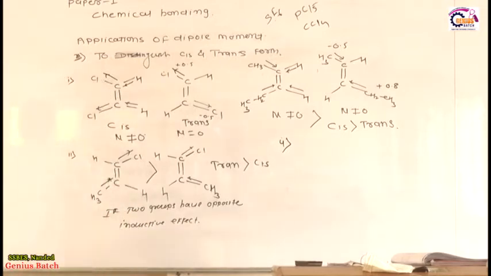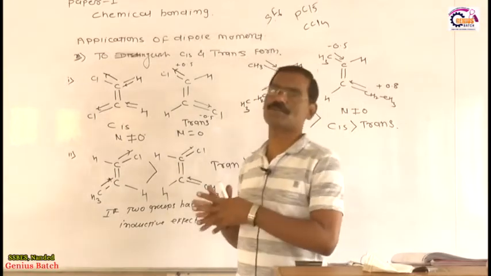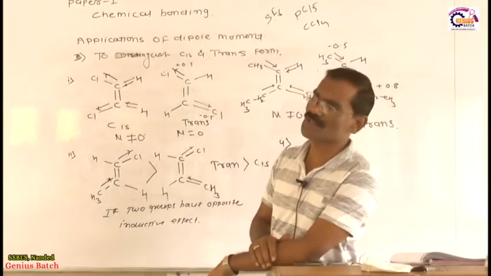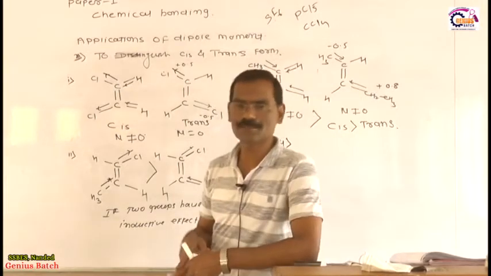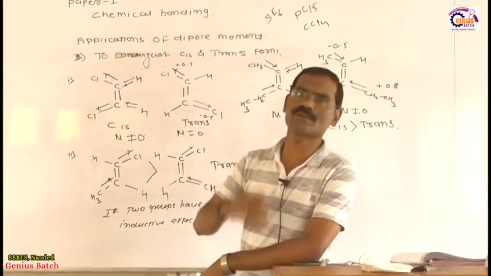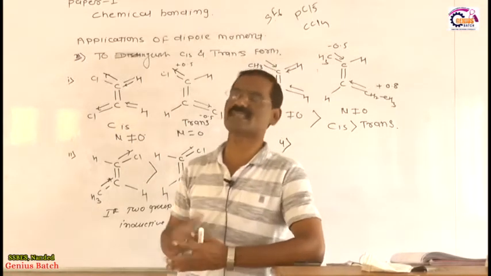Which one is the first application? The first application is to decide the geometry and polarity of a molecule. If mu is equal to 0, then the molecule is non-polar and has a planar structure. If mu is not equal to 0, then the molecule is polar and has a non-planar or unsymmetrical structure.